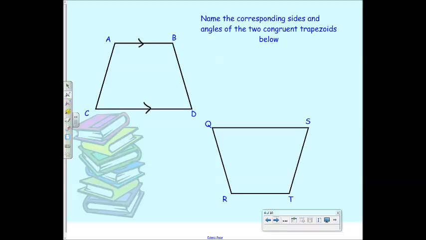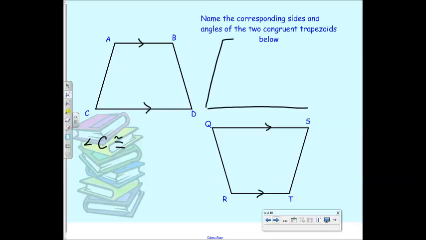Which ones are parallel in QRST? TR is parallel to QS. Good. Okay, so if I asked you then to name the corresponding sides and angles of the 2 congruent trapezoids below, which one would be corresponding to angle C? What corresponds to angle C? S. Why? If you flip it, how many times are you flipping it? Is it a rotation? It could be a rotation by like 180 degrees.